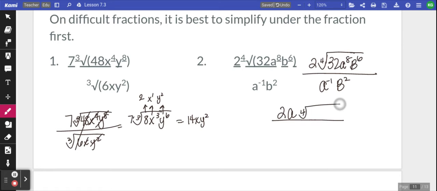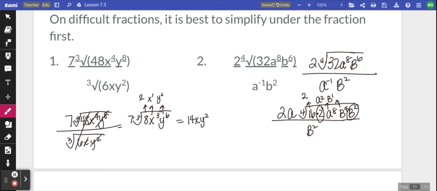To do the fourth root and check, 32 is not a perfect fourth. So I'm going to break it up into 16 times 2. A to the 8th gets to stay because it can be divided by 4. B to the 6th, however, cannot be divided by 4. So I'm going to break it up into B4, remainder 2, still over B2. Now my 16 is going to come out as 2. Circle this 2. A to the 8 over 4 becomes A squared. B to the 4 over 4 becomes B1.